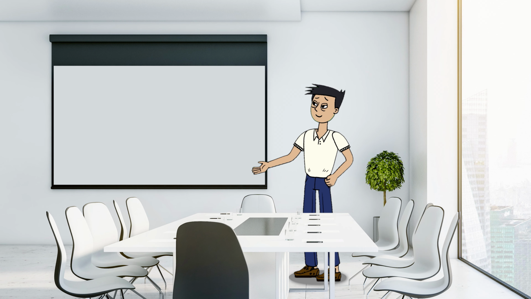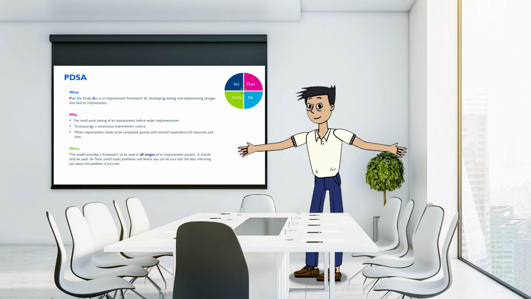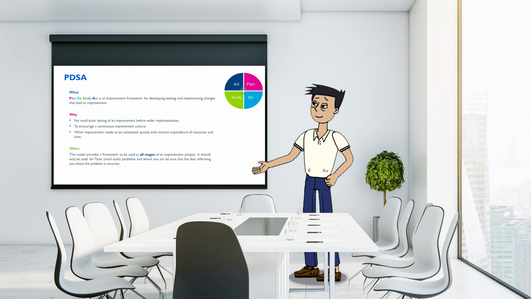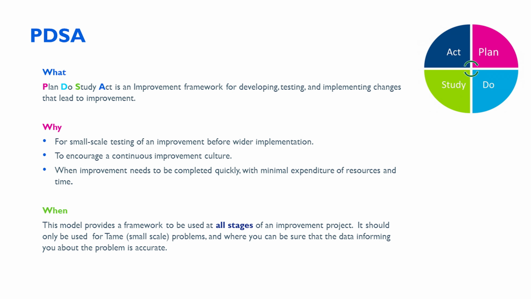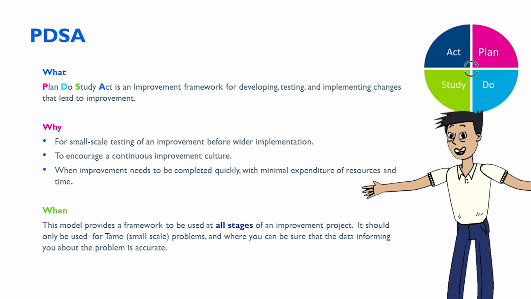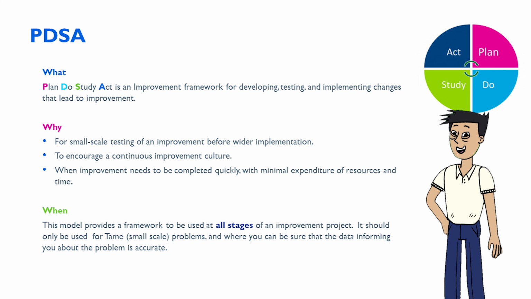So a PDSA cycle is basically a framework that can be used when implementing rapid changes, especially when you want to observe the impact of the change. It works best on small-scale projects where you can be sure that your data is accurate, and this is really the starting premise for this particular framework to be used. If there is any dispute over the accuracy of data, then it's only going to cause you a disservice, as you might be making changes based on faulty data.